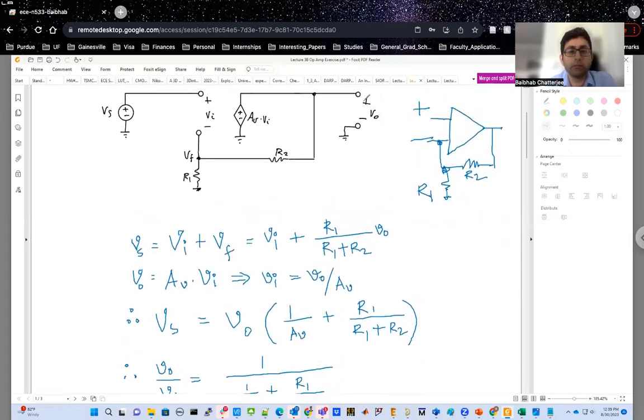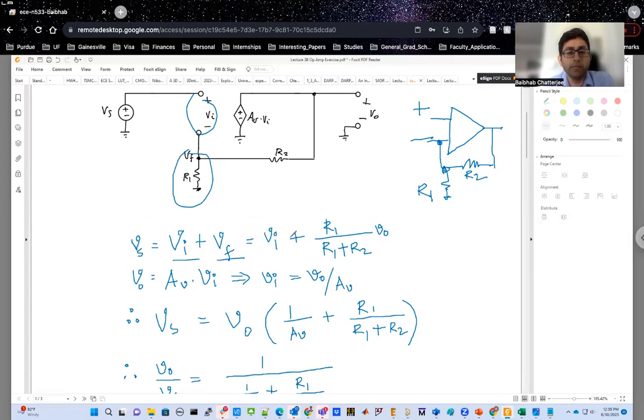Now, if you are asked to find out the V0 over Vs, you can do it using nodal analysis that you have already learned in 3111. So for that, what will you do? You'll just represent Vs, which is basically the source voltage, as Vi plus Vf. So the source voltage is actually this voltage plus this voltage drop across R1, right?